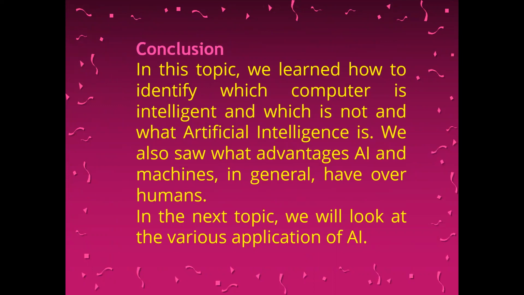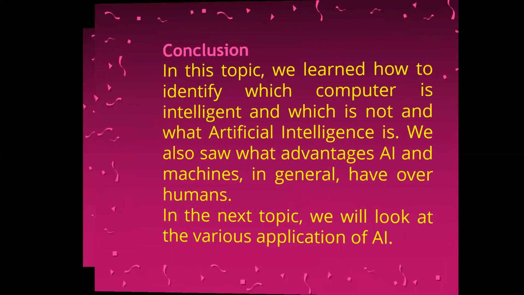Now, what is the conclusion? In this topic, we have learned how to identify which computer is intelligent and which is not, and what artificial intelligence is. We also showed what advantages AI and machines in general have over humans. In the next topic, we will look at the various applications of AI. So let us learn it.